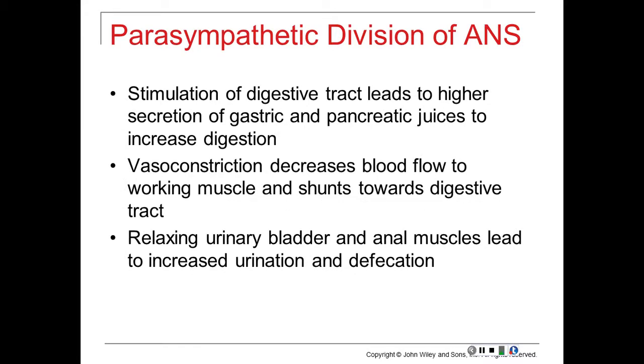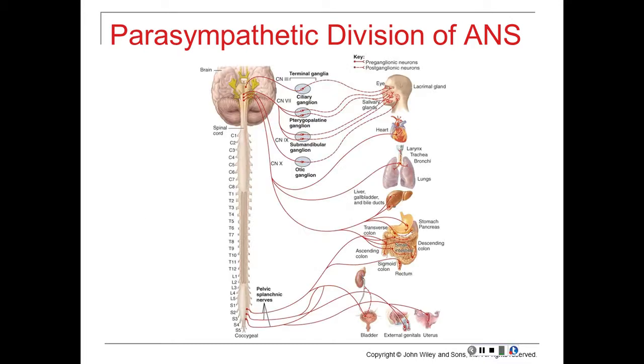Stimulation of the digestive tract is going to lead to secretion of gastric juices, pancreatic juices, as well as saliva to increase digestion. You're also going to get vasoconstriction, decreasing blood flow to our muscles, shunting all of that blood towards our digestive tract to get the digestive system moving. It's also going to relax the urinary bladder as well as anal muscles, leading to increased urination and defecation. So this is why sometimes after a long meal or a large meal, you have to go sit on the toilet for a little bit, because that entire parasympathetic division has stimulated your digestive system.